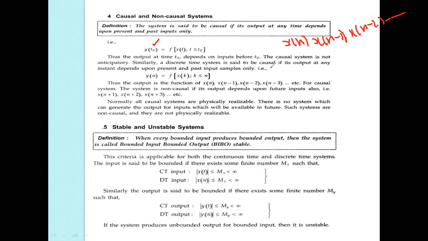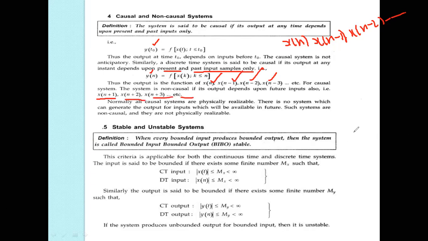Similarly, a discrete time system is said to be causal if its output at any instant depends upon the present and the past input samples only. That is, y of n is equal to the function of x of k, where k is less than or equal to n. Thus, the output is a function of x of n, x of n minus 1, n minus 2, n minus 10, and so on. The system is non-causal if its output depends upon the future inputs also, meaning x of n plus 1, n plus 2, n plus 3, etc.